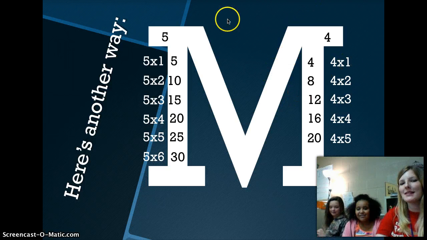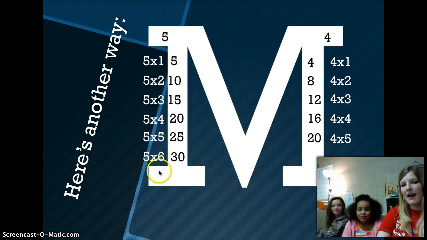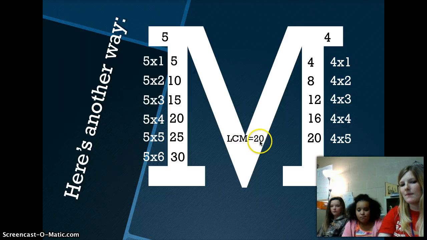What do you notice? Over here and over here. Have we found a number that's in common? Yes, we have. What number is it that's in common on the 5 side and the 4 side? 20. 20 is the smallest number that's on the 5 side and the 4 side, so that is our least common multiple. So the LCM, and the LCM goes right in the middle of that M. LCM equals 20.